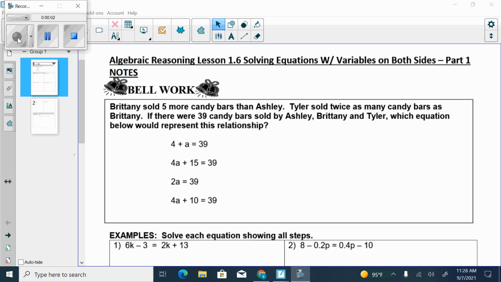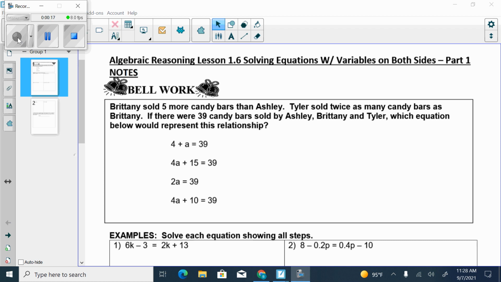Brittany sold 5 more candy bars than Ashley. Tyler sold twice as many candy bars as Brittany. If there were 39 candy bars sold by Ashley, Brittany, and Tyler, which equation below would represent this relationship?